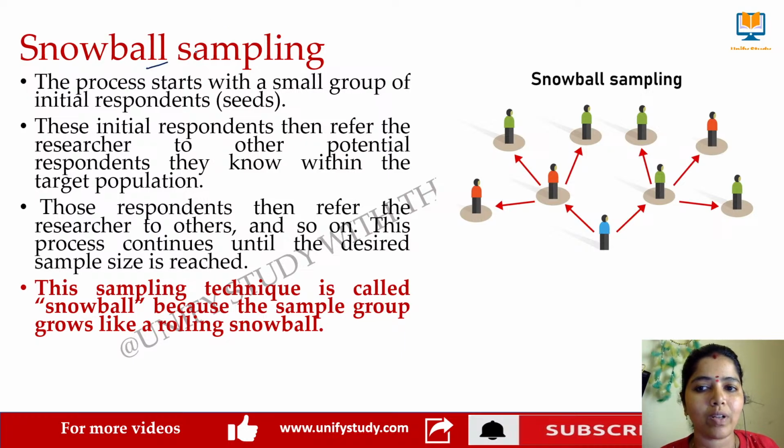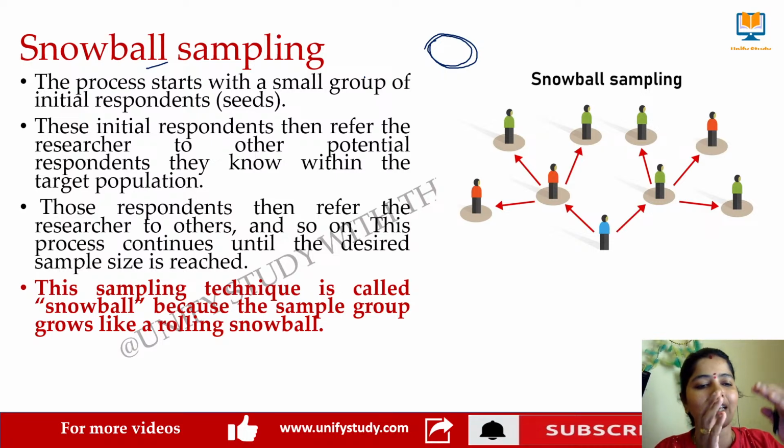Next one is snowball sampling. Have you seen a snowball rolling down from a hill? At the starting it will be a small one. When it comes rolling, it becomes a big snowball, right? So the process starts with a small group of initial respondents. Those initial respondents then refer the researcher to other people. We can go to these people, and the target population keeps extending, and so on. This process continues until the desired sample size is reached.